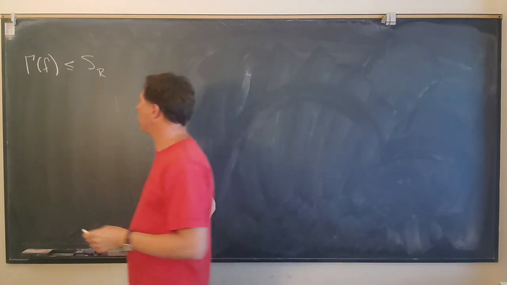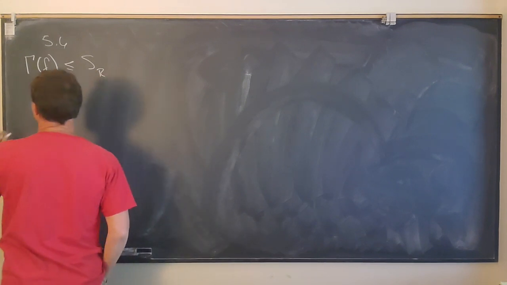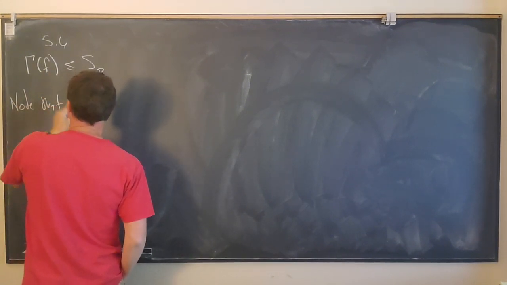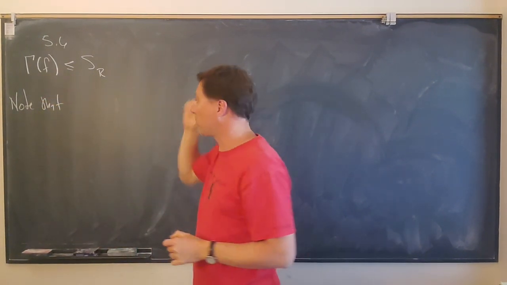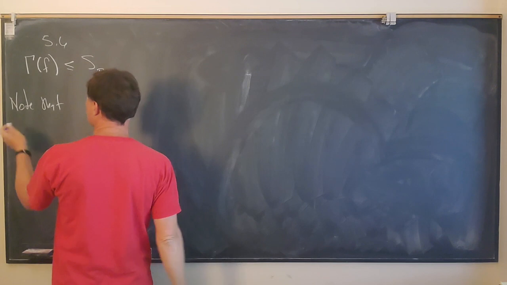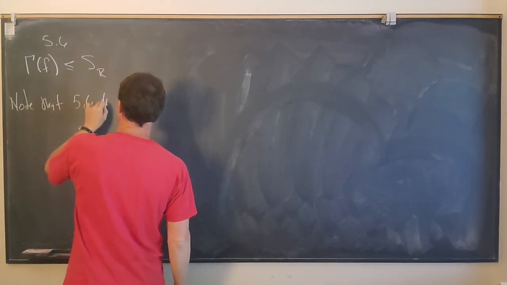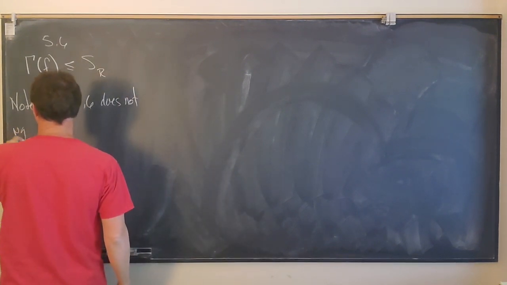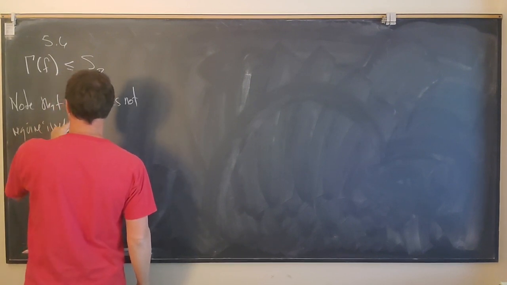Now, one thing to notice: this was 5.6, and note that this was true for any polynomial. We didn't require that the polynomial be irreducible. So note that 5.6 does not require irreducibility.